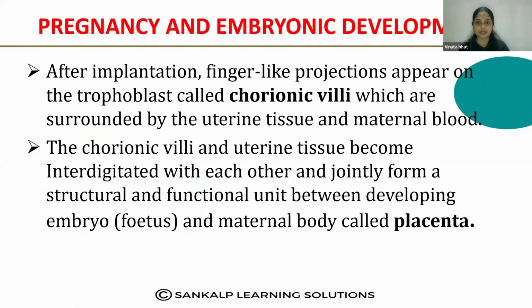After the implantation, finger-like projections appear on the trophoblast, called chorionic villi. The finger-like projections that appear are called the chorionic villi, and they are surrounded by uterine tissue and the maternal blood. The chorionic villi and the uterine tissue become interdigitated with each other and jointly form the structural and the functional unit of the developing embryo, called the placenta.